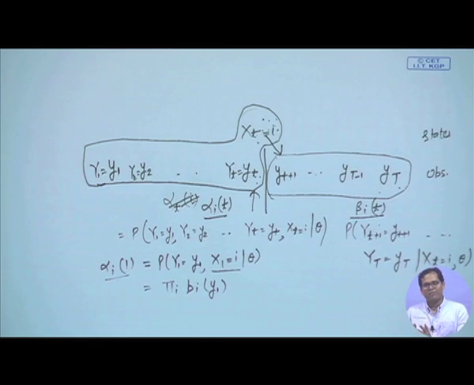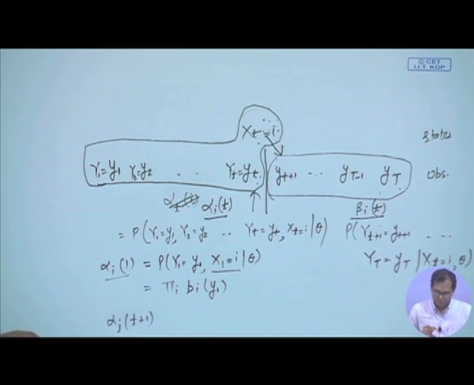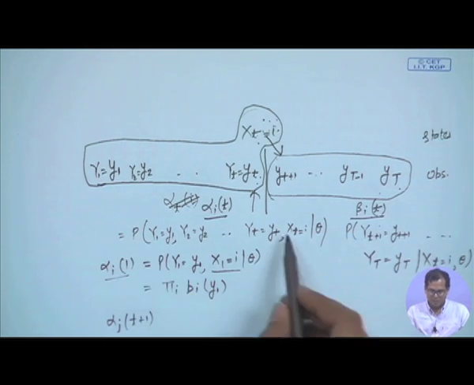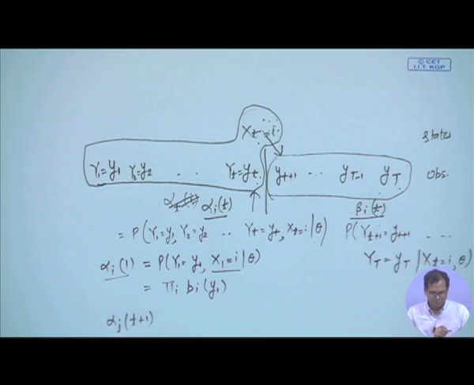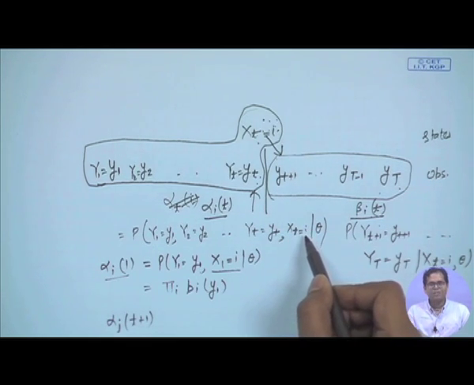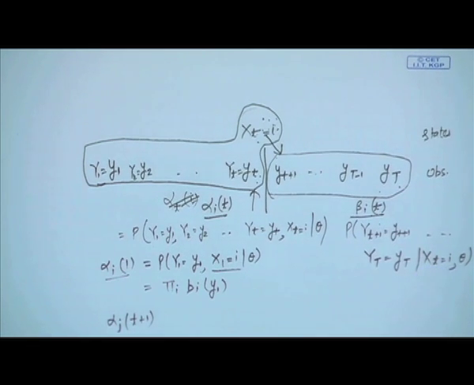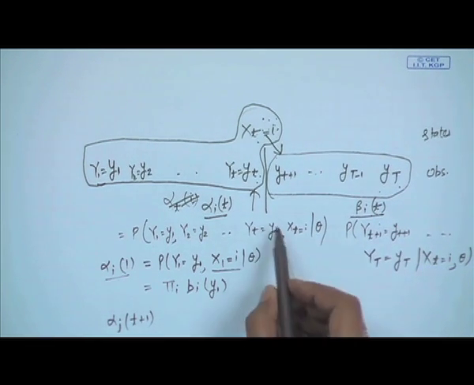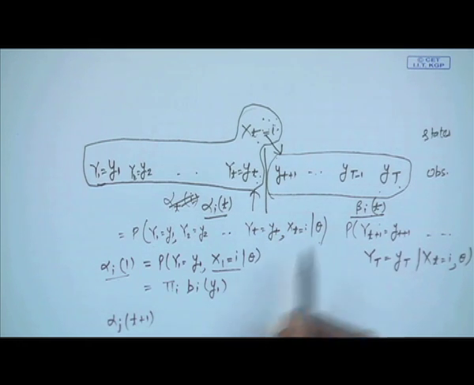Now, at some point t plus 1, how will I compute alpha j t plus 1 given the previous alpha it I have computed? Alpha j t plus 1 means the probability of seeing the sequence up to y t plus 1 and the state x t plus 1 is j. How can I compute that using the previous alphas? I have the previous alpha that gives me this.